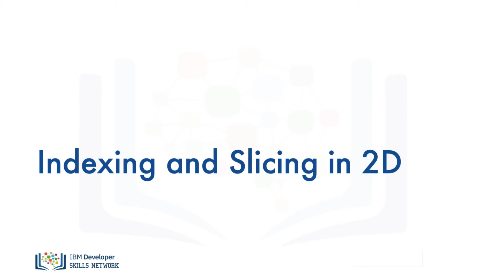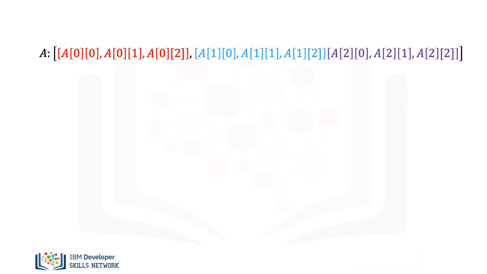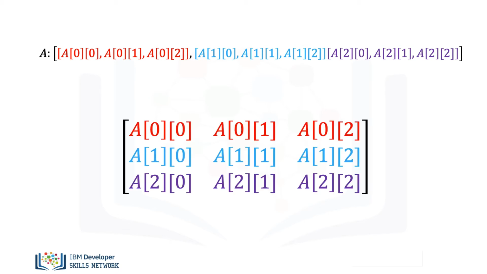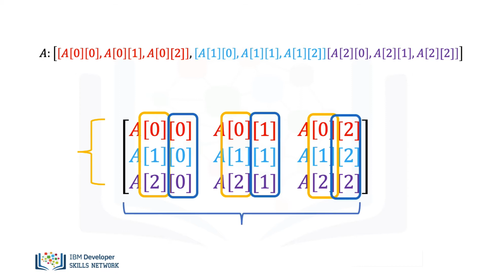Let's discuss indexing and slicing of 2D tensors. We can use square brackets to access the different elements of a tensor. The following image demonstrates the relationship between the list representation and the indexing conventions. Using the rectangular representation, the first index corresponds to the row index. The second index corresponds to the column index.